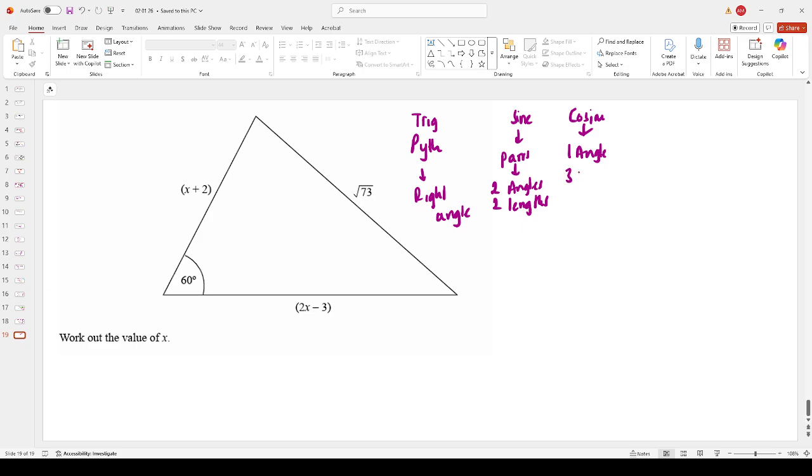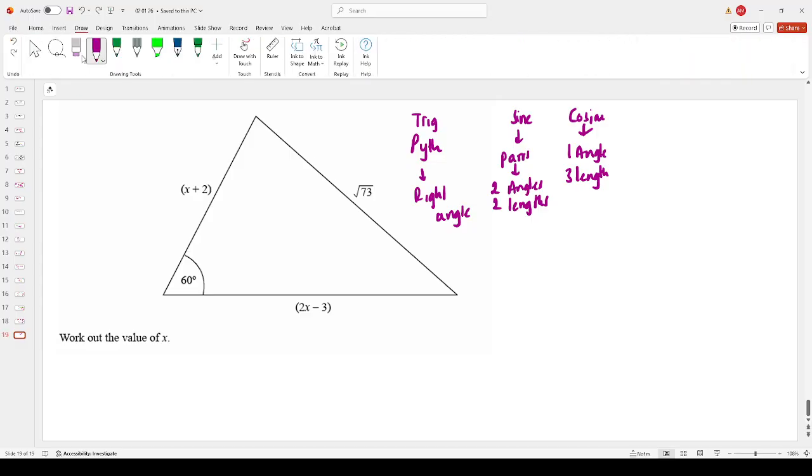So which one am I using, guys? You need to know. Why do I write lengths 3 times? Sides. Well done. So I need to use cosine rule here. So trig and Pythag, only right angles, so it can't be that. Sine rule is for pairs, so 2 angles or 2 lengths. And lastly, cosine rule, which is 1 angle and 3 lengths. So clearly here you can see I've got 3 lengths and I've got 1 angle. Everyone happy with why I chose cosine rule?